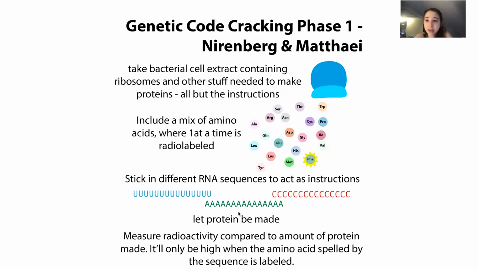So they stuck in a sequence that had a single RNA letter. In this way, it wouldn't tell them whether the codon was one letter, two letters, three letters, or four letters, because they didn't know. But this way, no matter what length the codon was, you wouldn't have to worry about overlapping things or what order it's read in. Basically, any codon that was a single letter, one of these letters would make an amino acid.